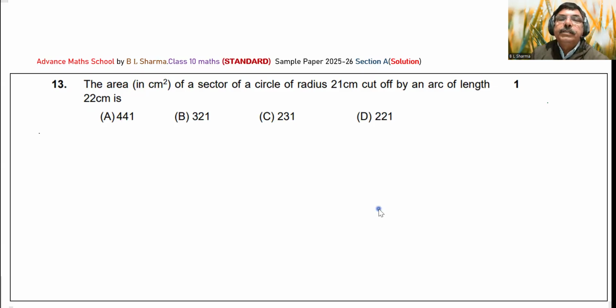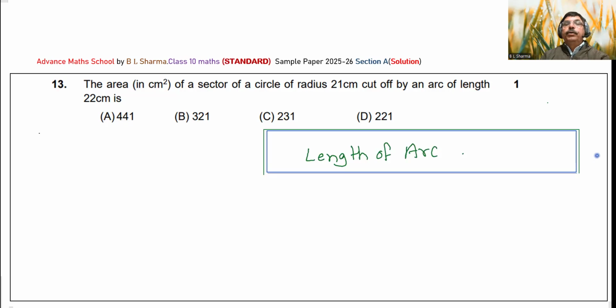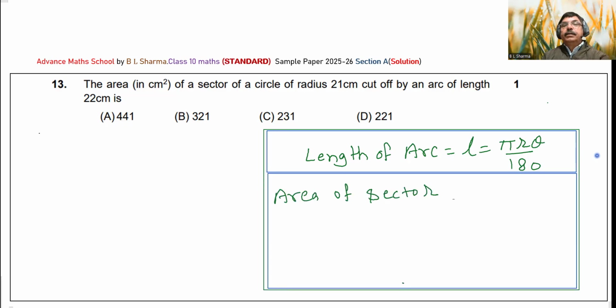Area of a sector of a circle of radius 21 centimeter cut off by an arc of length 22 centimeter is, we have to find out the area of the sector having the radius 21 centimeter and length of arc 22 centimeter. We know that the length of arc of a sector of a circle is given by pi r theta upon 180. And area of sector is given by pi r square theta upon 360.